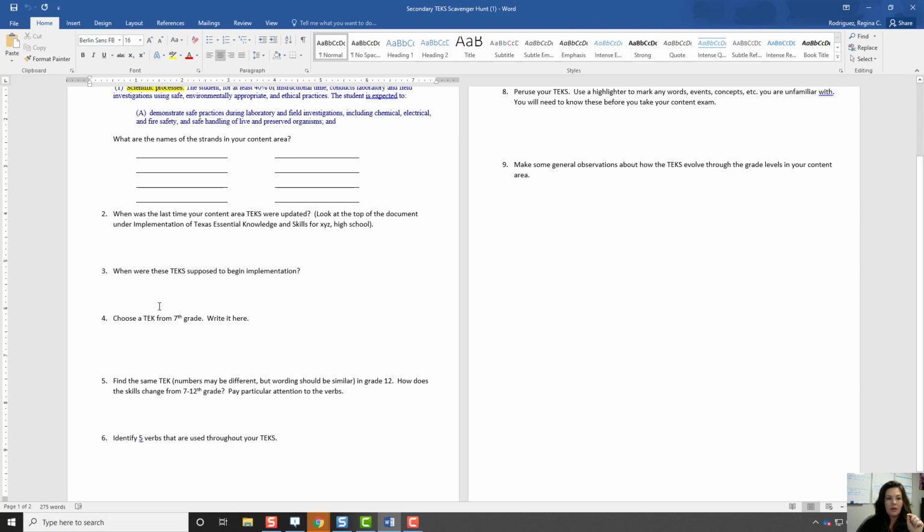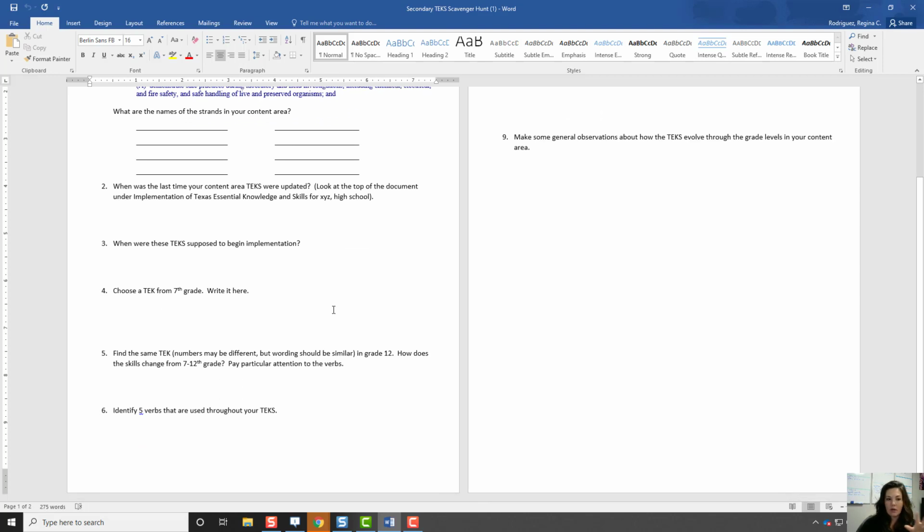Because most of you are K through 12, or 9 through 12, or 7 through 12, I want you to understand vertical alignment. So I'm going to have you look at a TEK from 7th grade and write that down. I want you to go find that TEK in a higher grade level. The wording is going to be similar, and I want you to see how the verbs or the examples change. I want you to see how that skill changes over time.